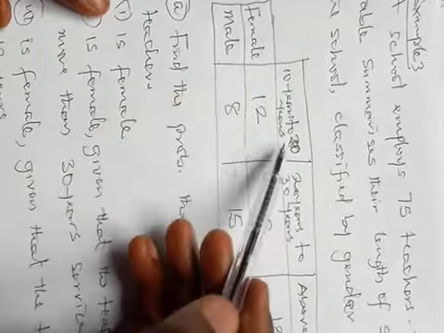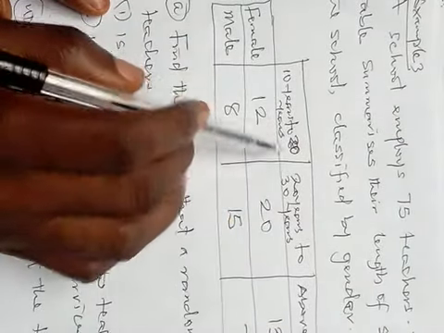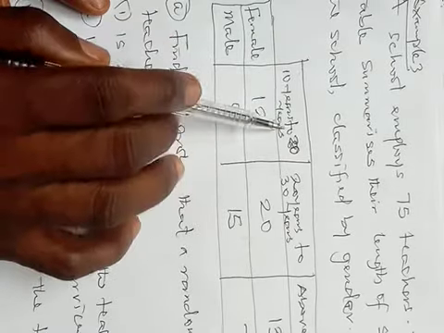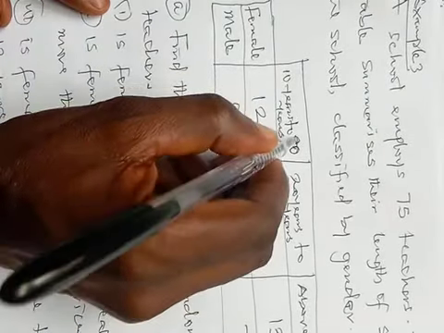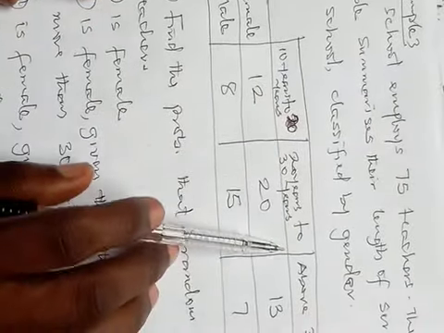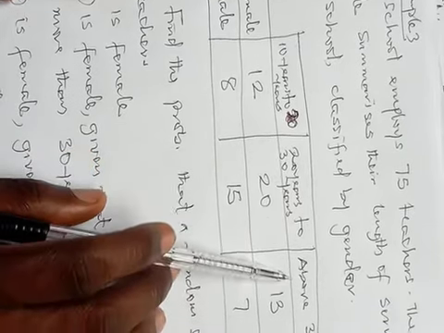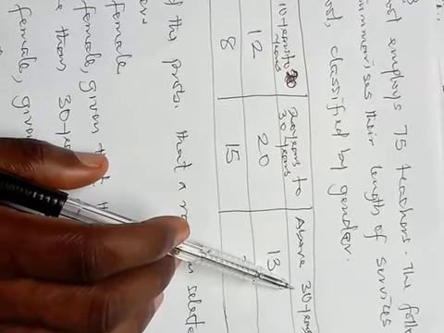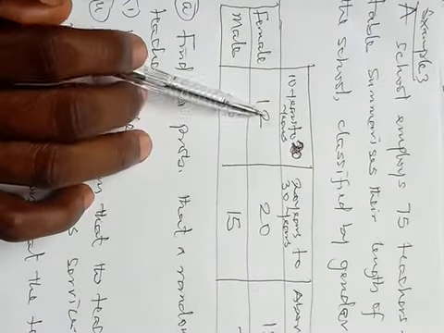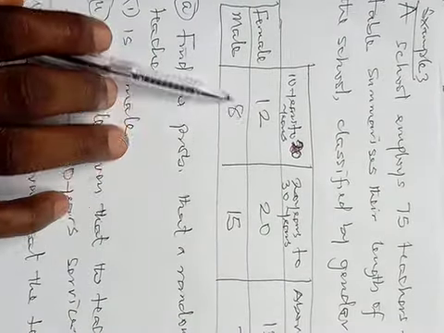We have on the first column the female and male, where we have 10 to 20 years, those who have spent 20 to 30 years in service, and those who have spent above 30 years in service. We have their numbers. The female of them is 12, the male is 8. For those between 20 and 30 is this.